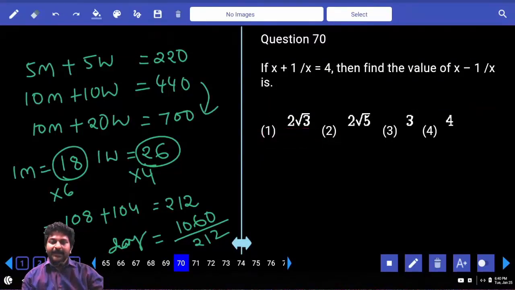Next, x plus 1 by x is equal to 4. Then find the value of x minus 1 by x.